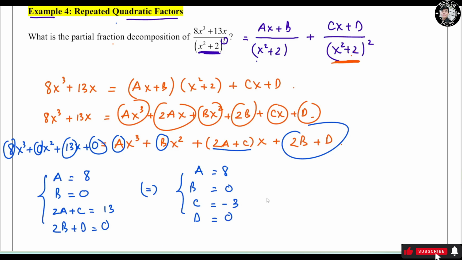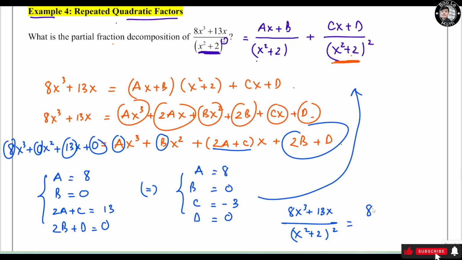So then we substitute these back over here. So we have the final answer: 8s plus b, where b equals 0, over s squared plus 2, plus cs plus d, but c equals -3, so I have -3s over (s squared plus 2) altogether squared.